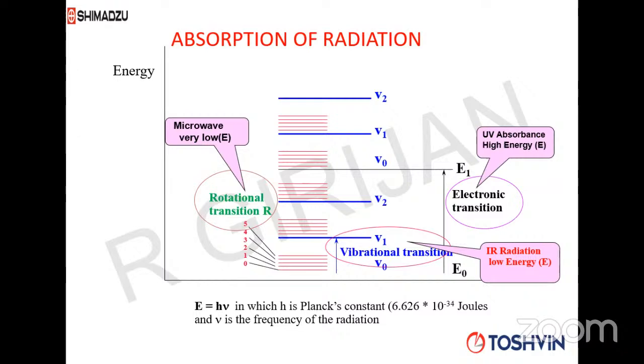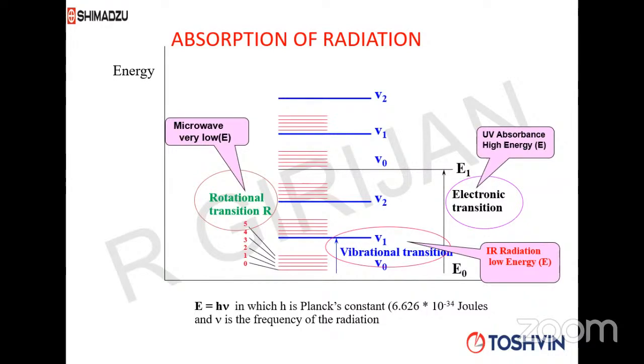So if higher energy radiation is falling on the sample, there will be a transition from one vibrational level to another vibrational level. For example, it can go from V0 to V1, V1 to V2. All these are happening within the same electronic level, between E0 and E1. So with vibrational levels, the energy has come down.